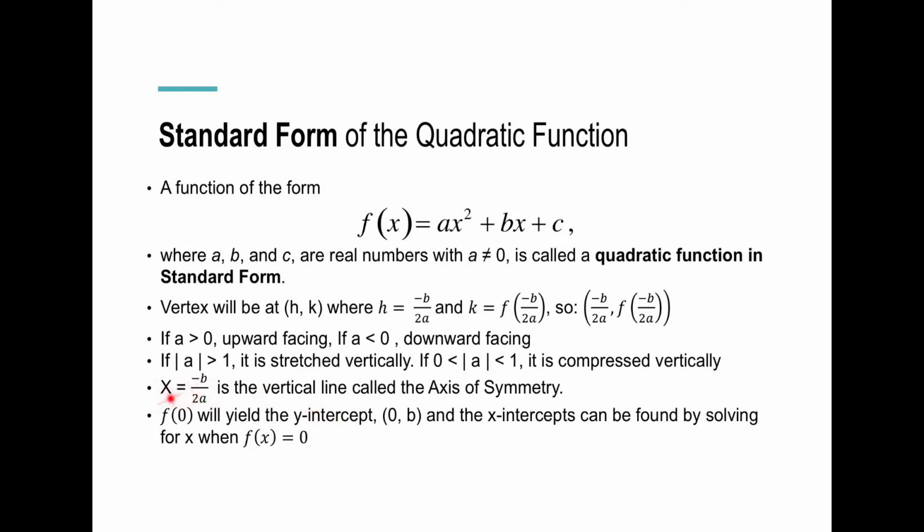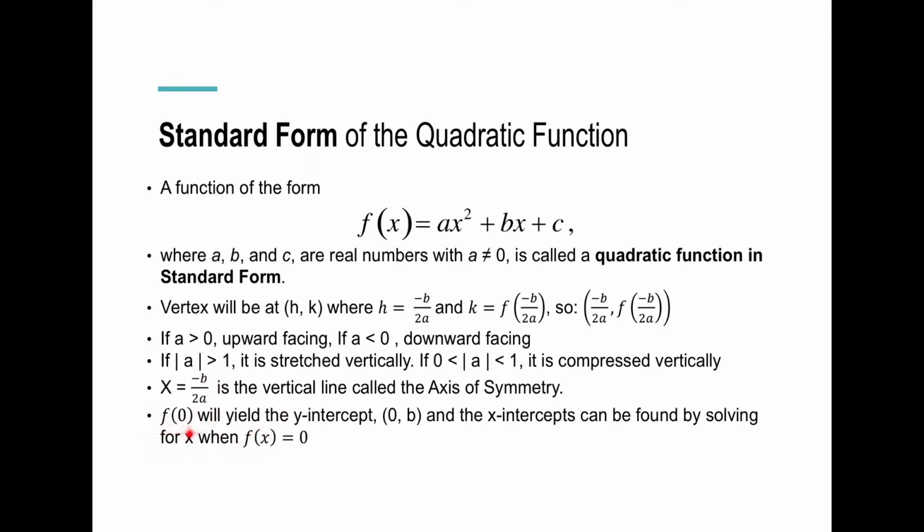Also, every parabola has what we call an axis of symmetry, which is a vertical line that goes through the h value of the vertex. So it's at x equals negative b over 2a. X equal to any constant, any number, is always a vertical line. But this is a vertical line that we specifically call the axis of symmetry.